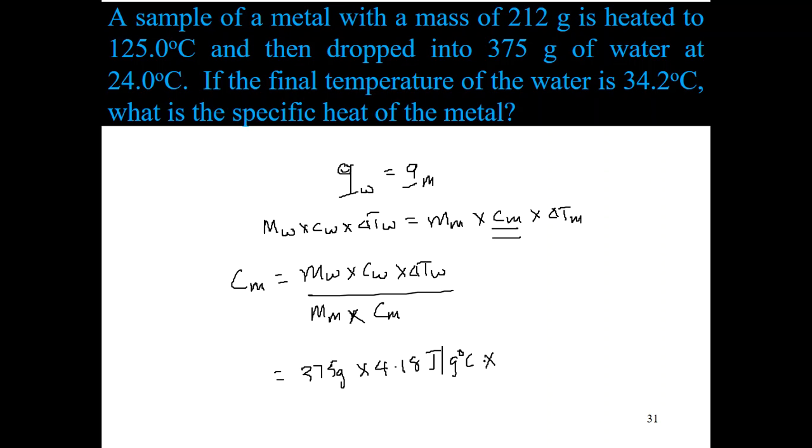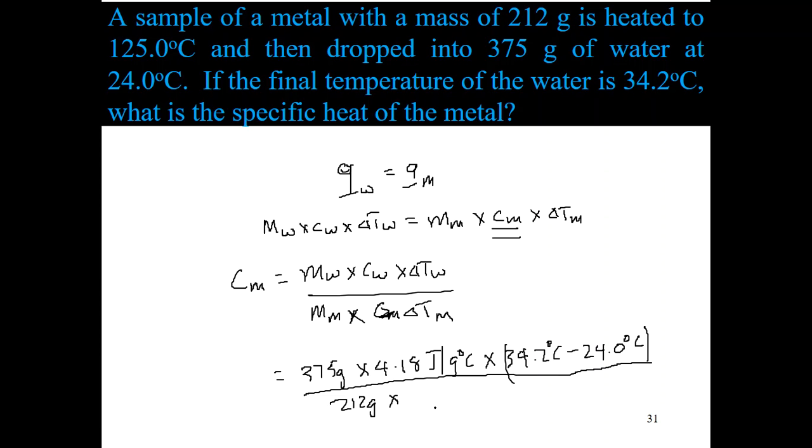The change in temperature of the water would be the final temperature of the water, which is 34.2 degrees Celsius, minus the initial temperature of the water, which is given as 24.0 degrees Celsius. And we divide that by the mass of the metal, which is given as 212 grams, times the, this should be delta Tm here. Let me change that. Delta Tm, the change in temperature of the metal. Now, the change in temperature of the metal would be 125.0 degrees Celsius minus the final temperature of the metal, which will be the final temperature of the water, 34.2 degrees Celsius. All right? And that's it.